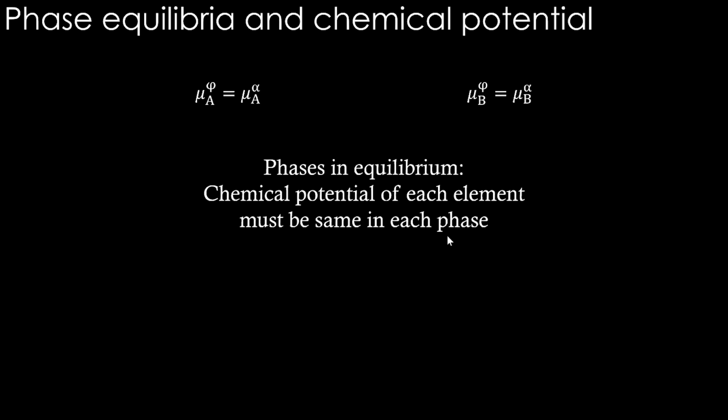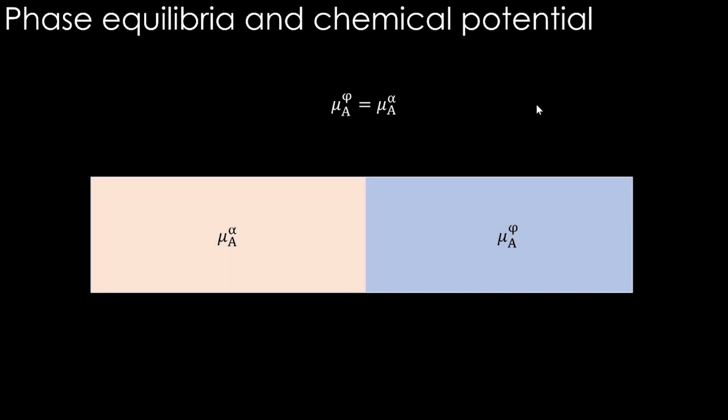Note what we are not saying. We are not saying mu A of phi is equal to mu B of phi. We are not saying that. Only for A, the chemical potential of A is the same across the phases. Similarly, the chemical potential of B will be the same across the phases. So if two phases alpha and phi are in equilibrium, the chemical potential of A on this side and this side should be the same. These are quite profound conclusions. We will be using them throughout this course. Please keep them in mind.